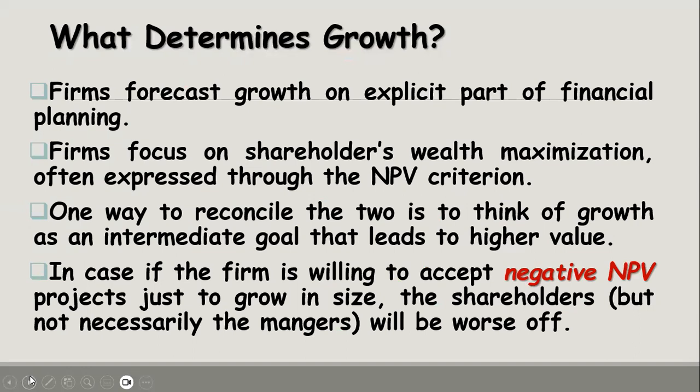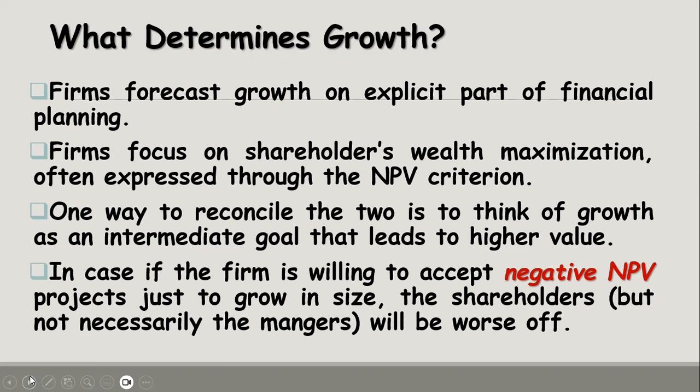What determines growth? Firms forecast growth as part of the financial planning exercise. Firms focus on shareholders' wealth maximization, often expressed through net present value creation. If the net present value is positive, it means your return is more than your expected return. If net present value is negative, it means your return is less than your expected return, or the discount rate.